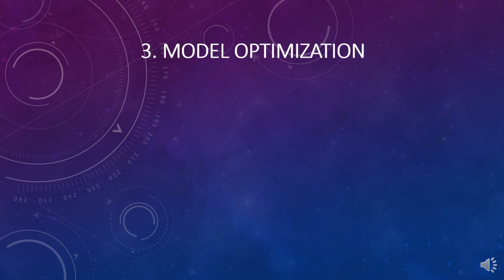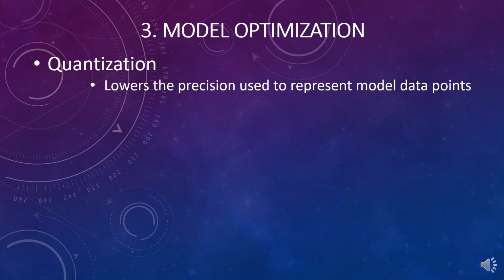Next, we come to model optimization and a term called quantization. This lowers the precision used to represent model data points. It is a technique to reduce the computational and memory costs of running inference by representing the weights and activations with low precision data types like an 8-bit integer instead of a 32-bit floating point.